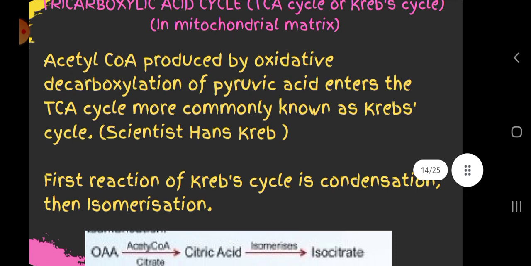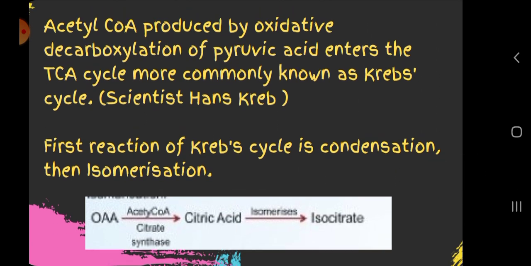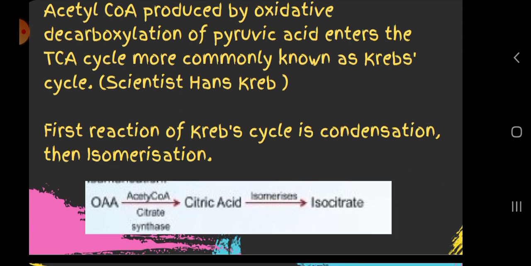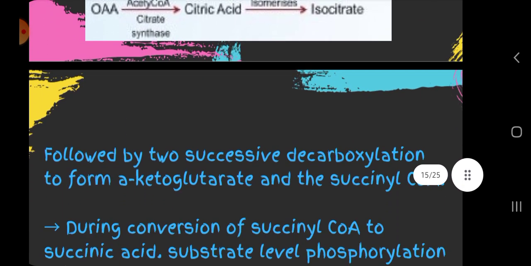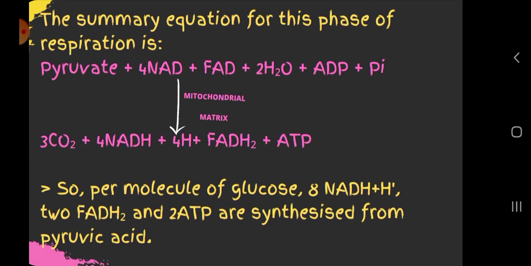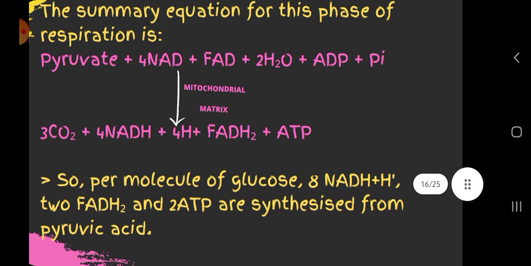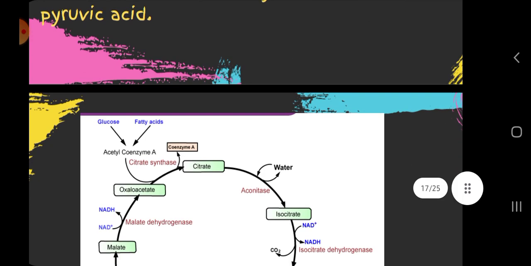In mitochondrial matrix, acetyl CoA produced by oxidative decarboxylation of pyruvic acid enters the TCA cycle, commonly known as Krebs cycle. First reaction of Krebs cycle is condensation, then isomerization. Then the summary equation for this phase of respiration is pyruvate plus 4 NAD plus FAD plus 2 water plus ADP plus Pi. So per molecule of glucose, 8 NADH plus H, 2 FADH2 and 2 ATP are synthesized from pyruvic acid.